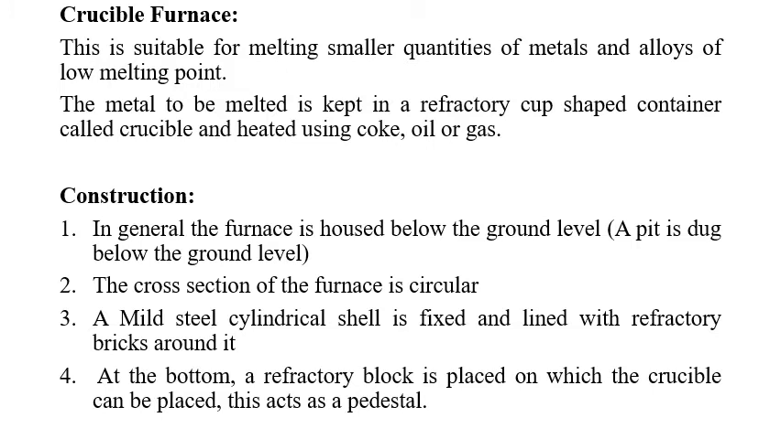Next, the construction of the crucible furnace. In general, the furnace is housed below the ground level. This is very important: a pit is dug 2 to 3 feet below the ground level. Second, the cross section of the furnace is circular. Third, a mild steel cylindrical shell is fixed and lined with refractory bricks around it. Fourth, at the bottom a refractory block is placed on which the crucible can be placed. This acts as a pedestal or crucible stand.